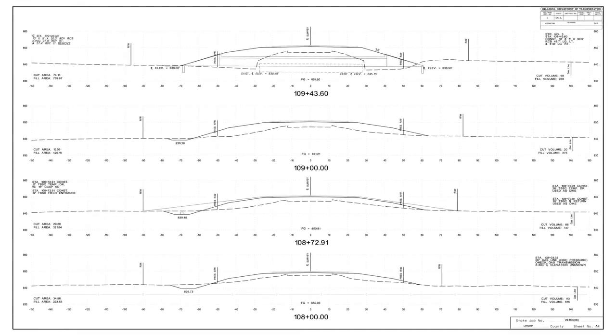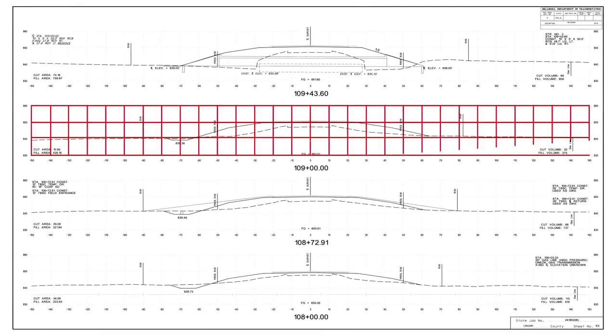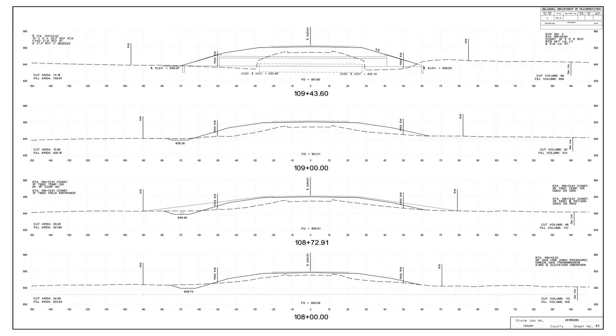A cross-section is the combination of the horizontal and vertical alignments shown on the plan and profile sheet in the typical section. All three designs are joined together to establish amounts of excavation and embankment, and to establish limits of construction for proposed rights-of-way.